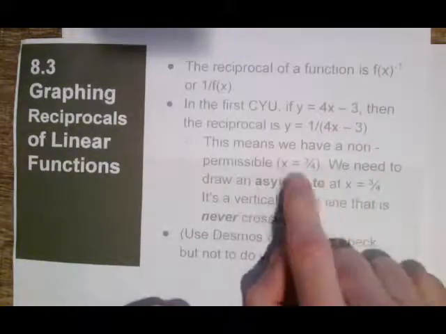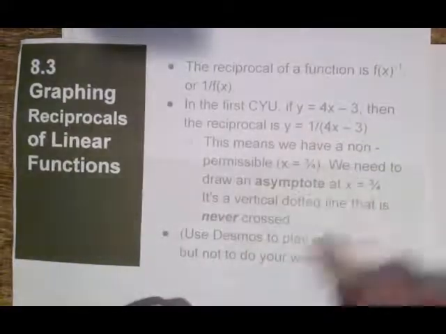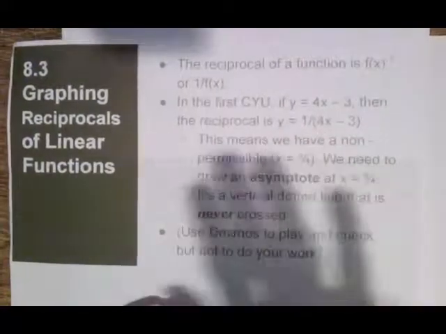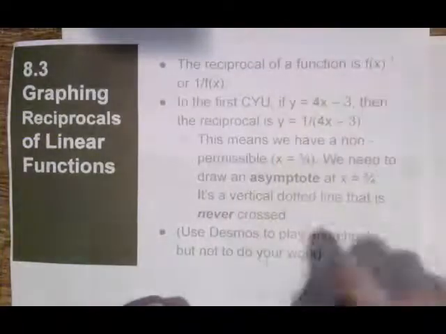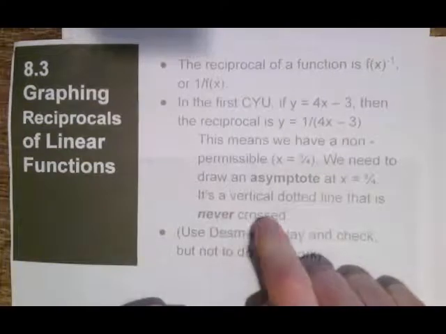Now this is what happens here. We draw an asymptote at x equals 3/4. If this is all totally brand new and you have no idea, don't worry, I'm kind of assuming that. It's a vertical dotted line that is never crossed.